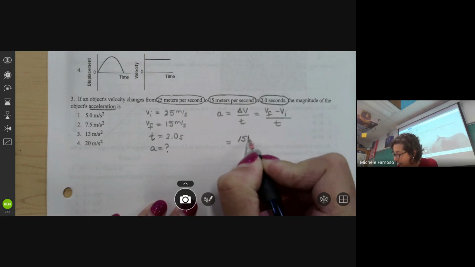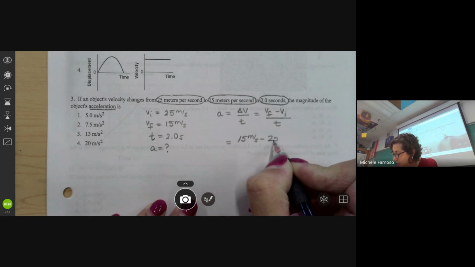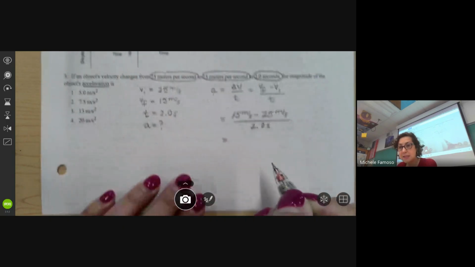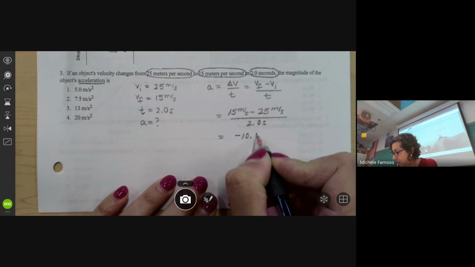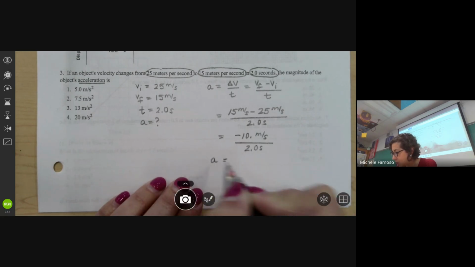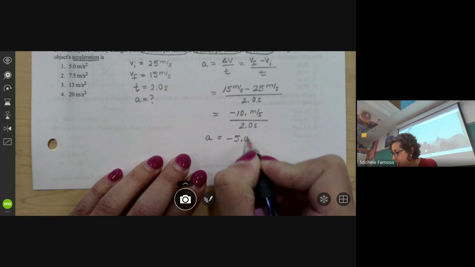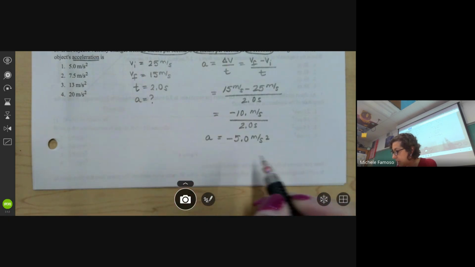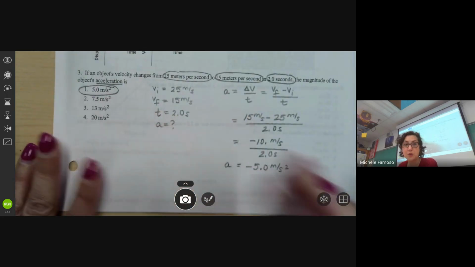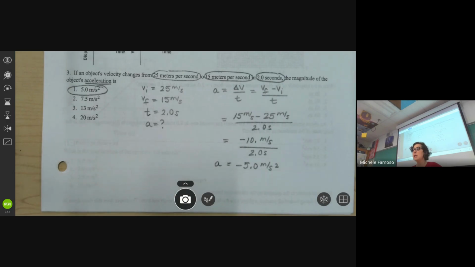So that's 15 meters per second minus 25 meters per second over 2 seconds. That's the same thing as negative 10 meters per second over 2 seconds. So the actual acceleration is negative 5.0 meters per second squared. Since I want the magnitude of it, I dropped the sign, leaving me with answer 1. Anything else through question 3?